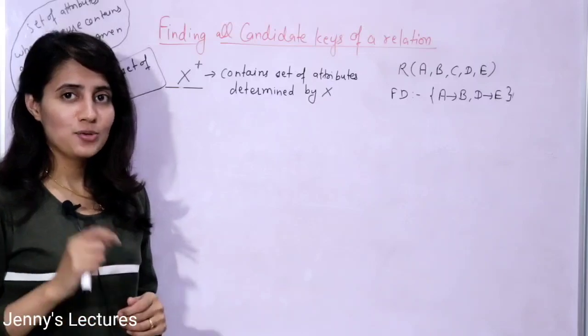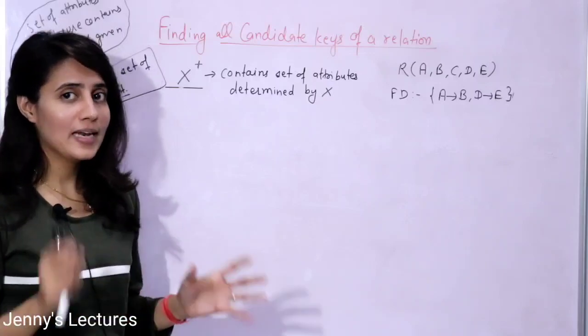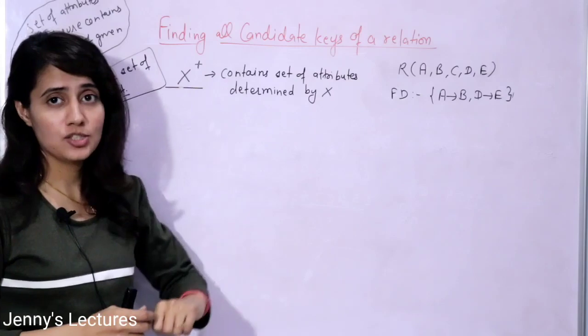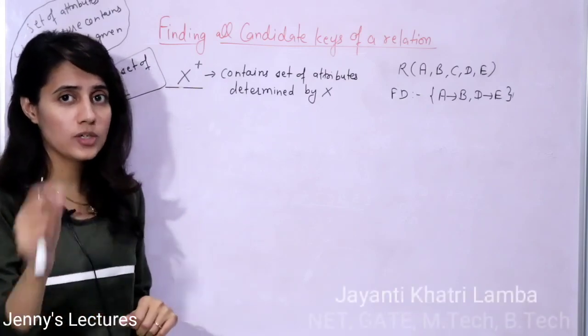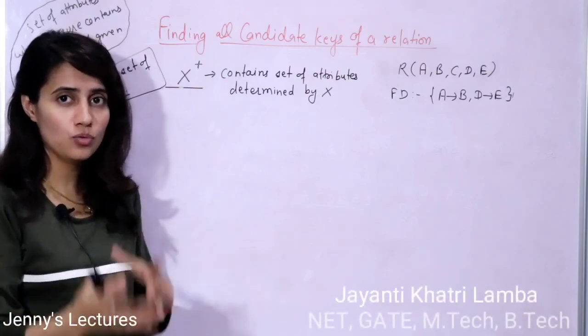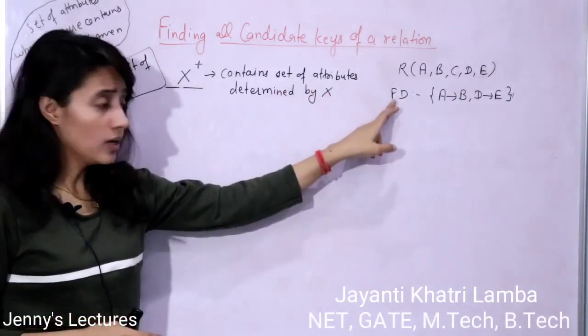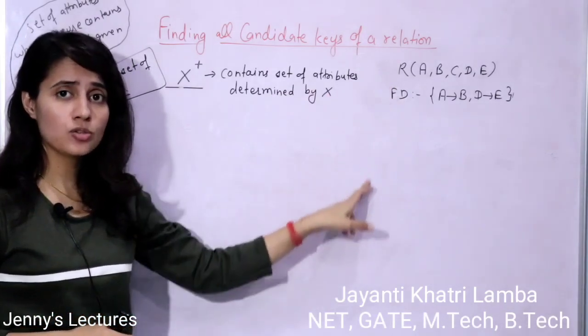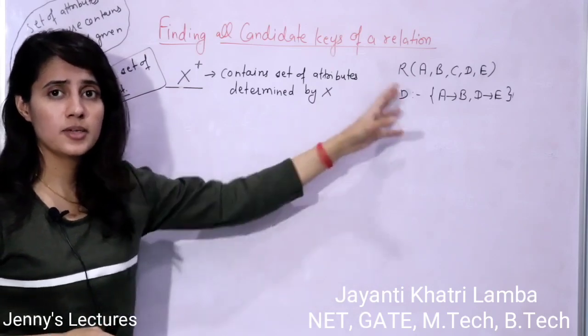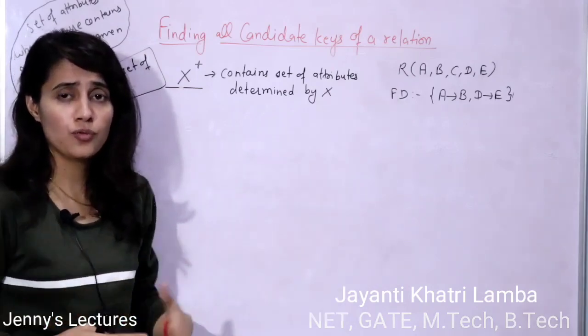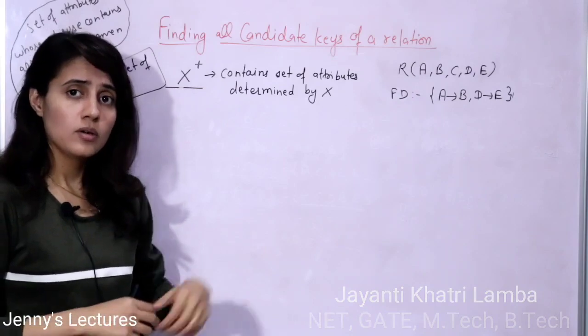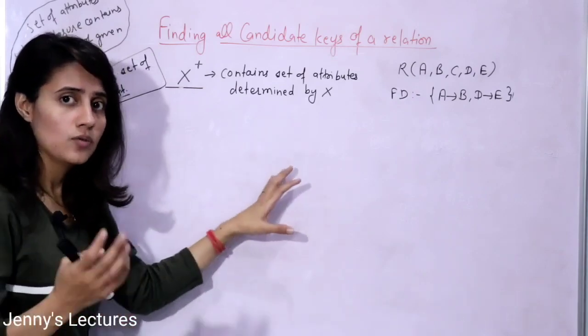So in this lecture we are going to see how to find out all the candidate keys from a given relation. This is a frequently asked question in NET or GATE, maybe 2 marks or 1 mark. They will give you a relation and functional dependencies on that relation, and they will ask you how many candidate keys are present in this relation: 1, 2, 3 or 4. Or this can also be asked in a university exam, right?